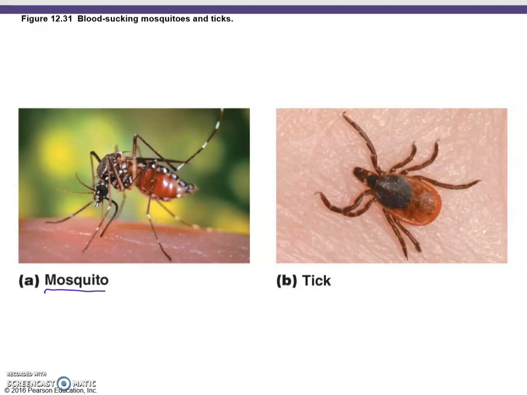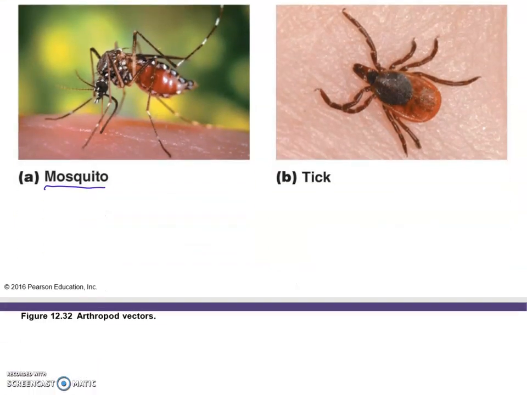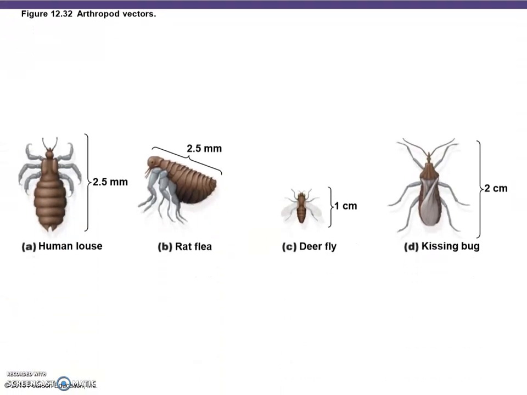vector. Then over here is a tick. This one, you can tell it has 8 legs. Also can transmit disease, of course. And here would be a few samples of arthropod vectors. There will be a louse right here, a flea, a deer fly, and then here the kissing bug. That one we had last week in our pathogen group. That was the trypanosomiasis that's transmitted through the kissing bug.